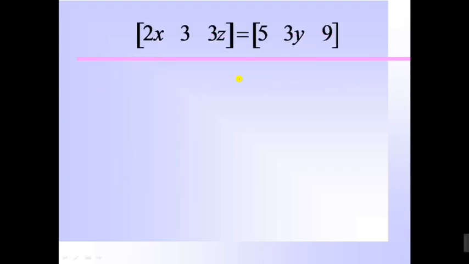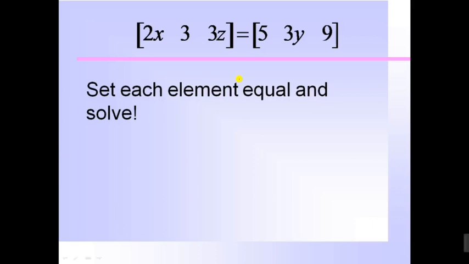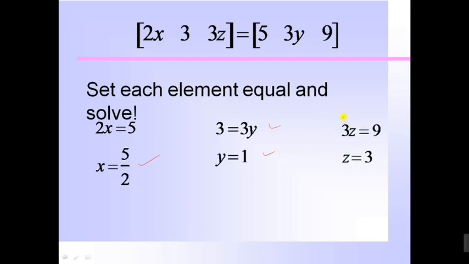Now apart from this, if I have this type of simple question, 2x and 3 and 3z equals 5, 3y and 9, then each element is equal and you solve. 2x equals 5, so x will be equal to 5 by 2, and second, 3 equals 3y and y equals 1, and third, 3z equals 9 and z equals 3.